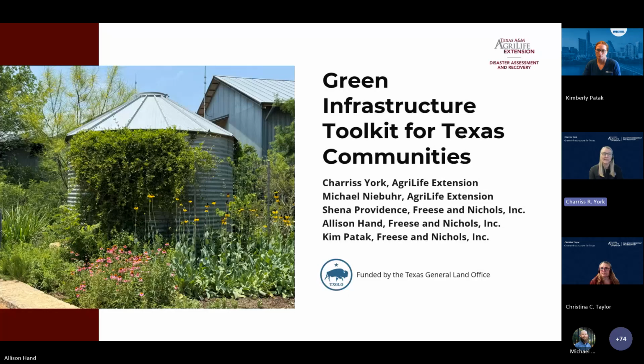This toolkit is funded by the Texas General Land Office and is created in partnership with Fraser Nichols Incorporated. So today you will hear from myself, my coworker, Michael Niebuhr with Extension, and also Sheena Providence, Allison Hand, and Kim Potok from Fraser Nichols.